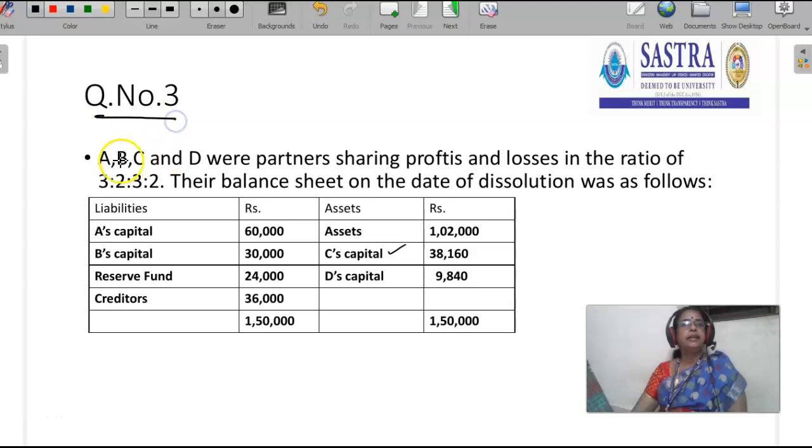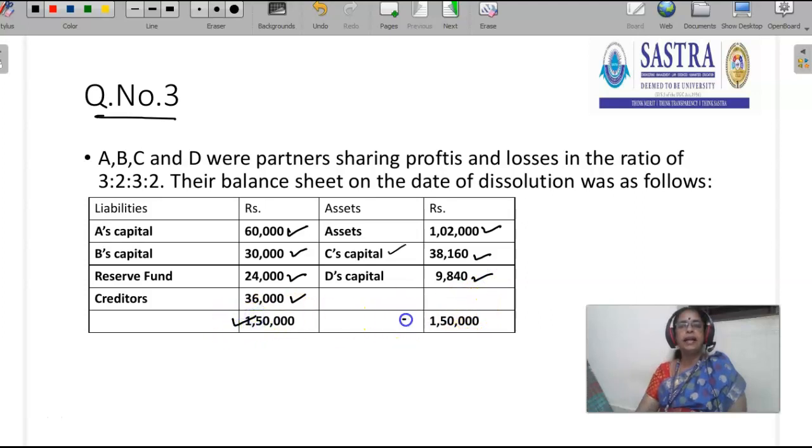Question number 3. A, B, C and D were partners sharing profit and losses in the ratio of 3:2:3:2. Their balance sheet on the date of dissolution was as follows. A's capital under the liability side, A's capital 60,000, B's capital 30,000, reserve fund 24,000, creditors 36,000. Under the asset side, assets 1,02,000, C's capital 38,160, D's capital 9,840.